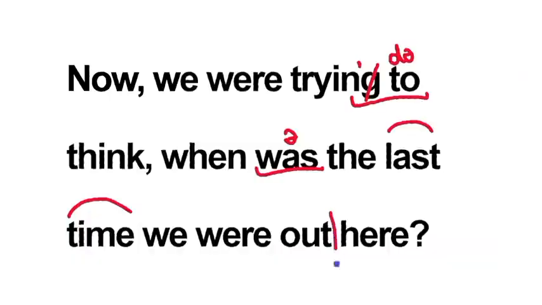I notice a stop T here in out here. So that saves a little time because I'm skipping the release T. Out here. That takes time and makes it feel very choppy, but out here. A stop T makes it a little smoother. We were out here. When was the last time we were out here?